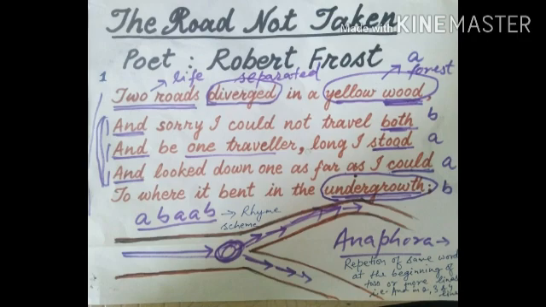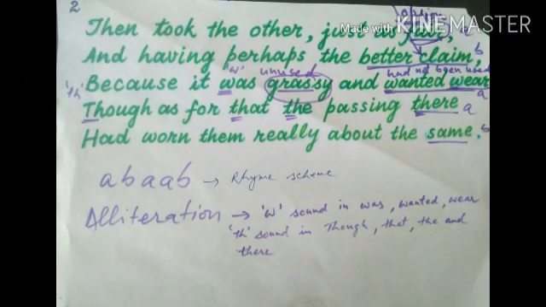So the next literary device used here in this stanza is anaphora. And anaphora is the repetition of the same word at the start of two or more lines. We can see in lines second, third, and fourth, the word and has been used repeatedly. So it is anaphora. So here is the first stanza that we took and understood.